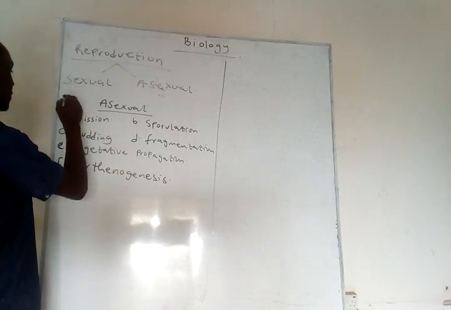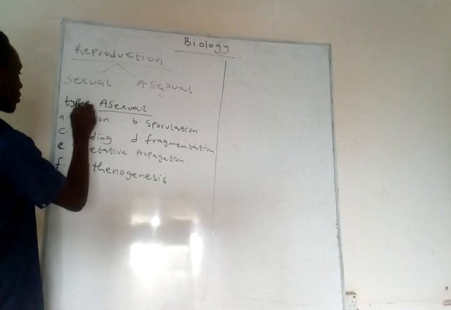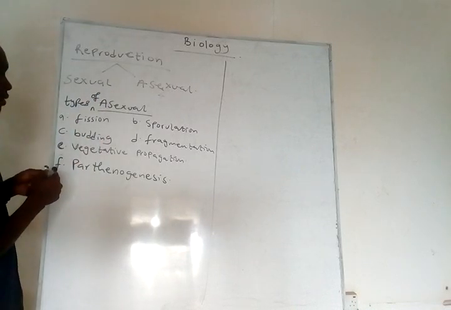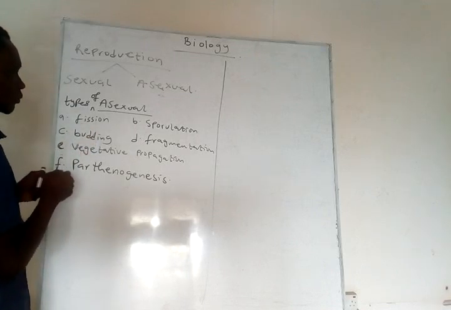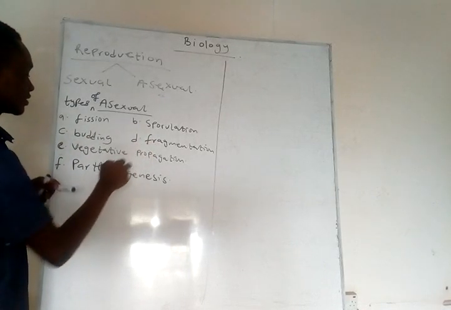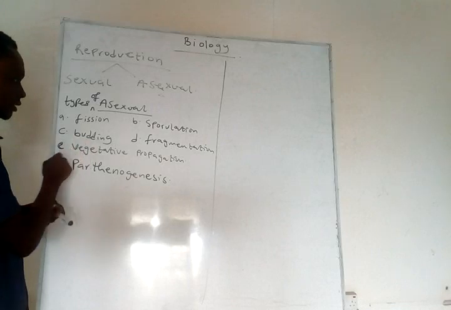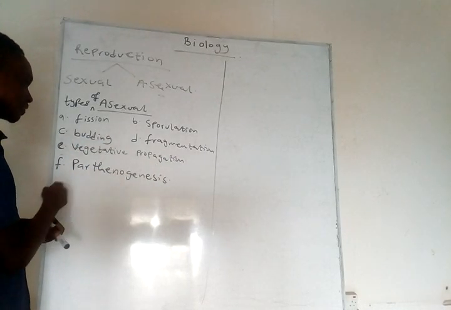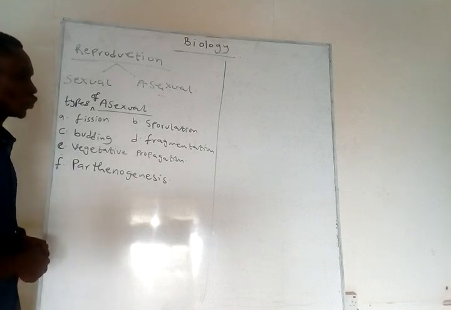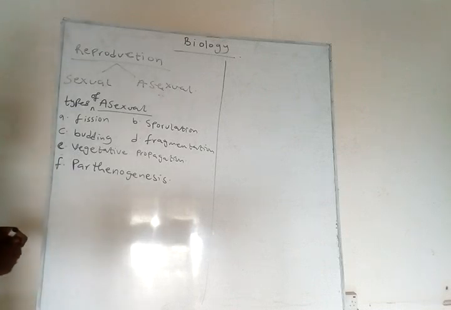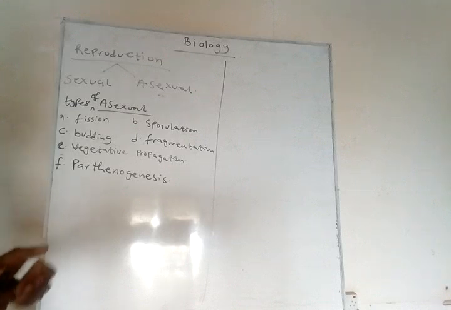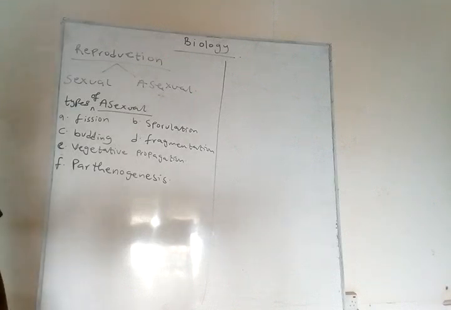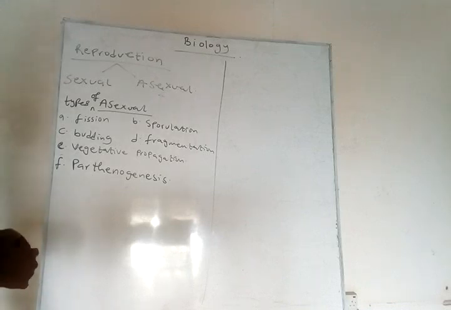Now let's look at the types of asexual reproduction we have. So let me put here: types of asexual reproduction. We have fission, sporulation, budding, fragmentation, vegetative propagation, and parthenogenesis. What a topic. I hope you get interested in it as we go along.